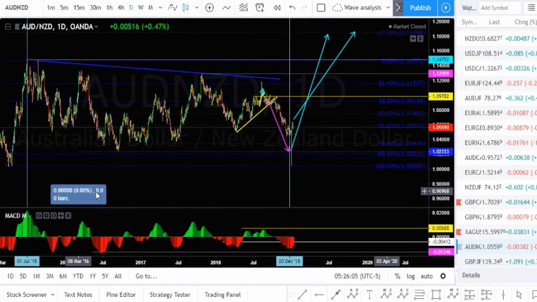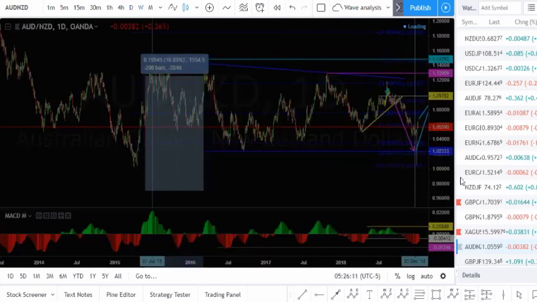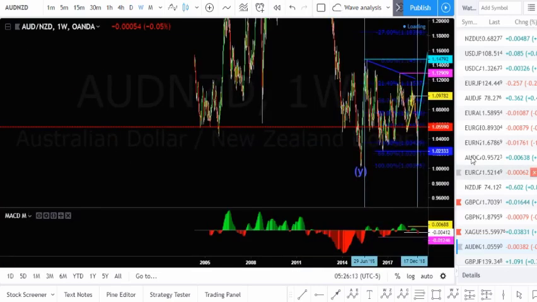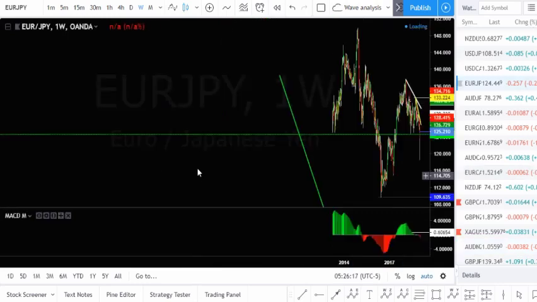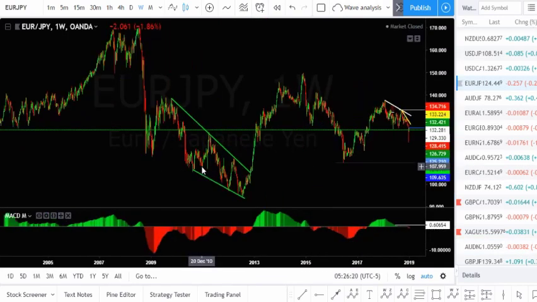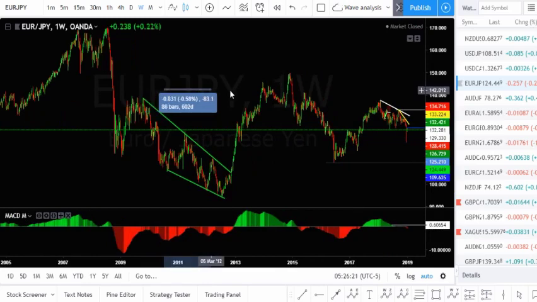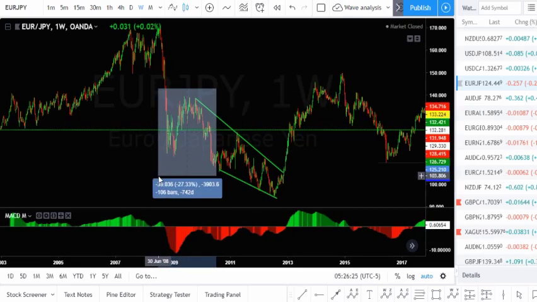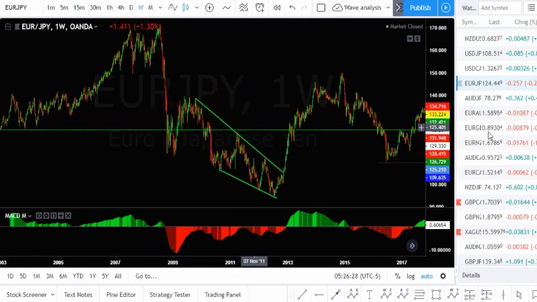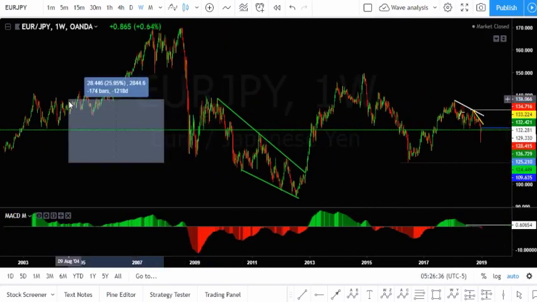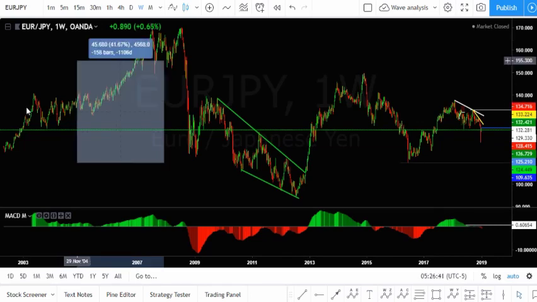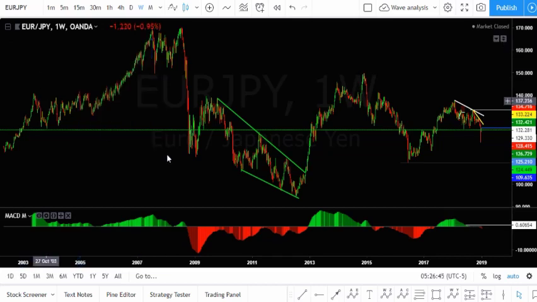Okay, but not to get off topic, let's get back into the lesson, and let's go to a good example I want to show you guys on the Euro JPY. Let's go there. So if we look here at the Euro JPY, let's make it a full screen. Let's get this measuring tool out of the way.